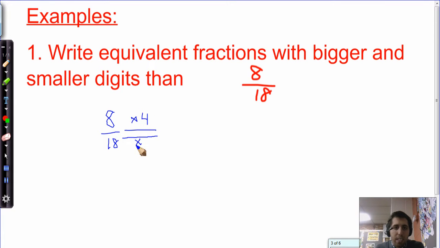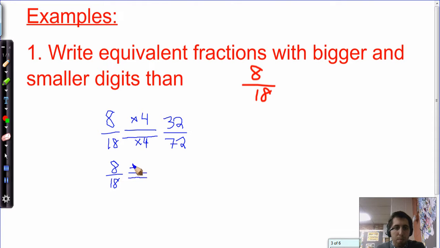So 8 times 4 is going to give us our new numerator, and hopefully you have that fact memorized. That'd be 32. But if we multiply the numerator by 4, we've got to multiply the denominator by 4. We can do this mentally. 4 times 8 is 32. We just did that. But we got to carry the 3, and then 4 times 1 is 4, plus 3 is 7. Okay, we got 72. Now for 8/18, if we want smaller digits with an equivalent fraction, we'll have to divide numerator and denominator, and that's fine because we see that these are both even.